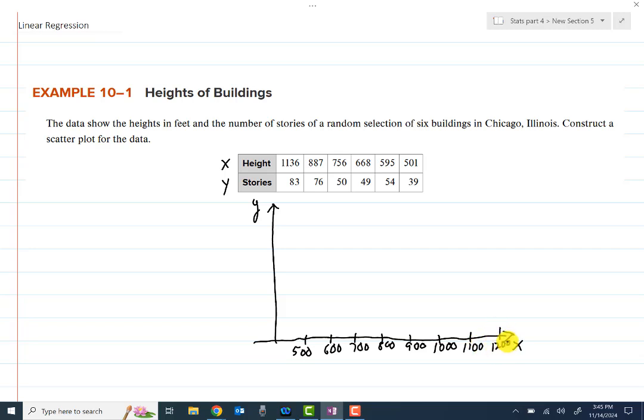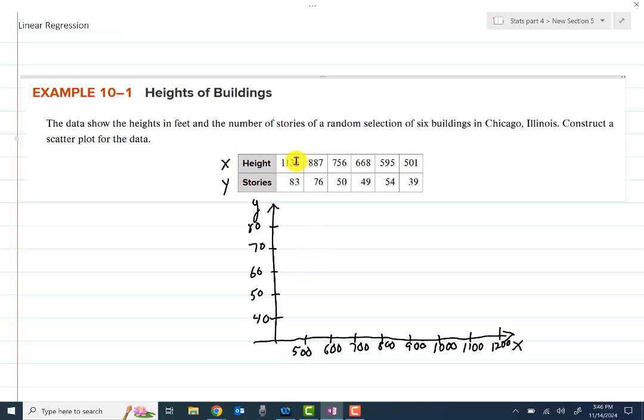That covers the X's. Now the Y's go from a low of 39 all the way to a high of 83. So I might start it as low as 40. Let's see, 50, 60, 70, 80, and that should be enough. So let me put my 80 up here, and you can label as much of it as you want. And what I'm going to do is plot these values.